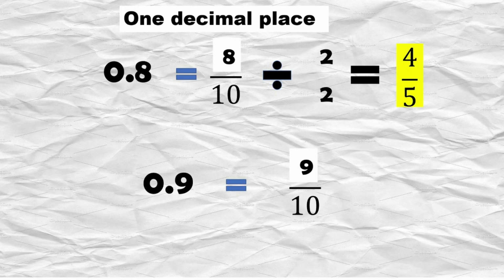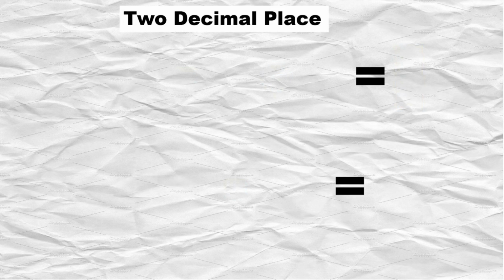Can we have, or meron pa ba siyang lowest term, ang 9 over 10? Okay, wala na. So, wala na tayong ibang pwedeng i-divide kay 9 at 10. So, 0.9 is equal to 9 over 10. Next, let us have 2 decimal places.